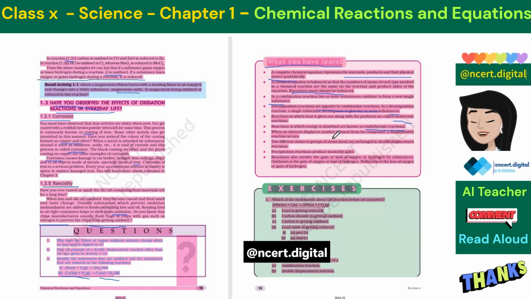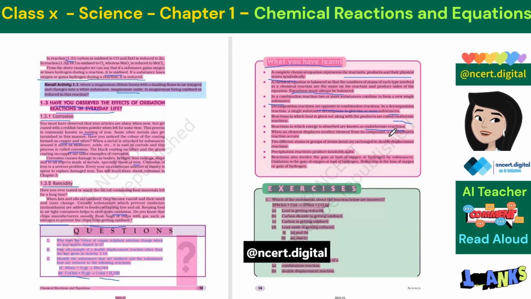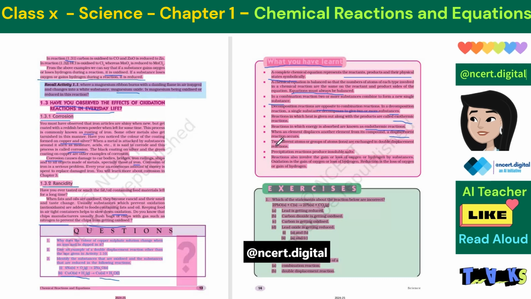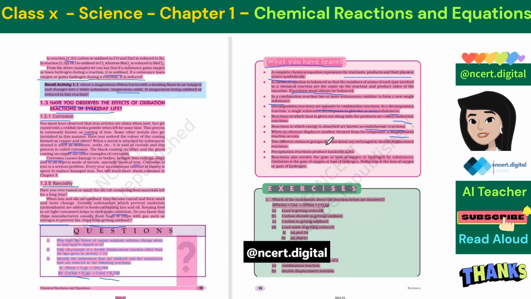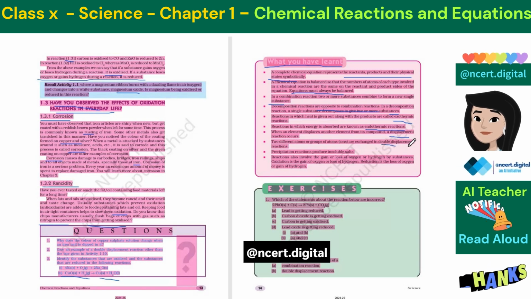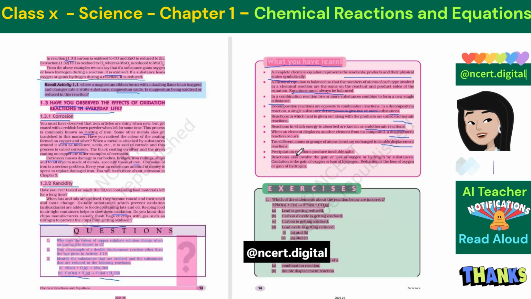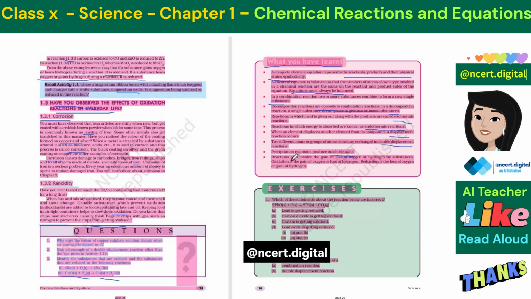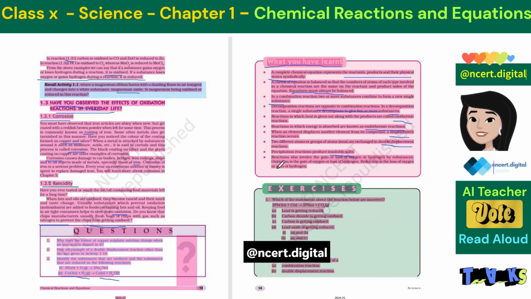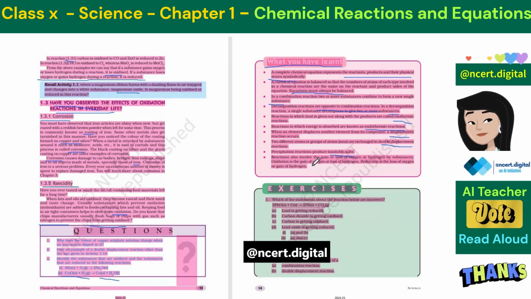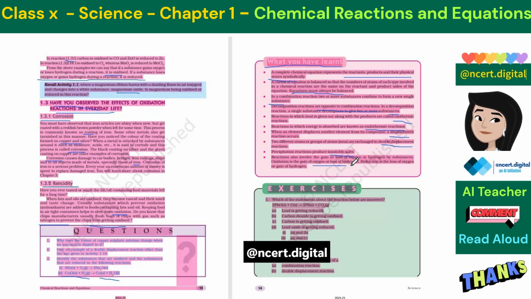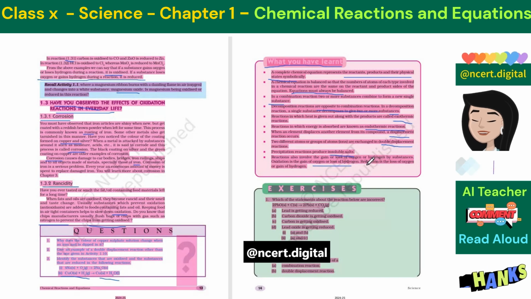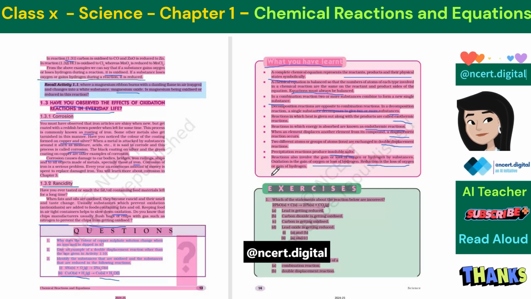When an element displaces another element from its compound, a displacement reaction occurs. Two different atoms or groups of atoms, ions, are exchanged in double displacement reactions. Precipitation reactions produce insoluble salts. Reactions also involve the gain or loss of oxygen or hydrogen by substances. Oxidation is the gain of oxygen or loss of hydrogen. Reduction is the loss of oxygen or gain of hydrogen.